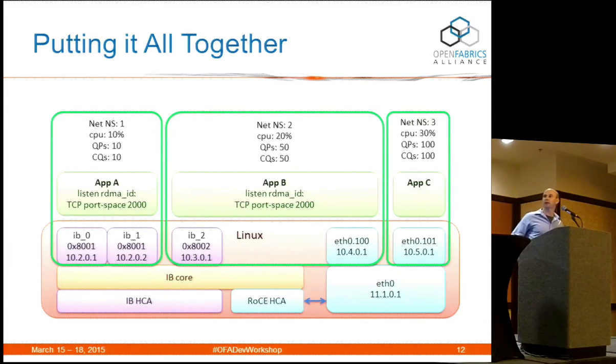And then I have application C that has its ETH0.101 interface, and it currently is not listening. It might connect in the future. And I also added here a little bit of cgroup stuff. So let's say app A is limited by 10 QPs and 10 CQs, and app B by 50. And they can mix and match that with CPU utilization limits, basically whatever Linux allows me to do.